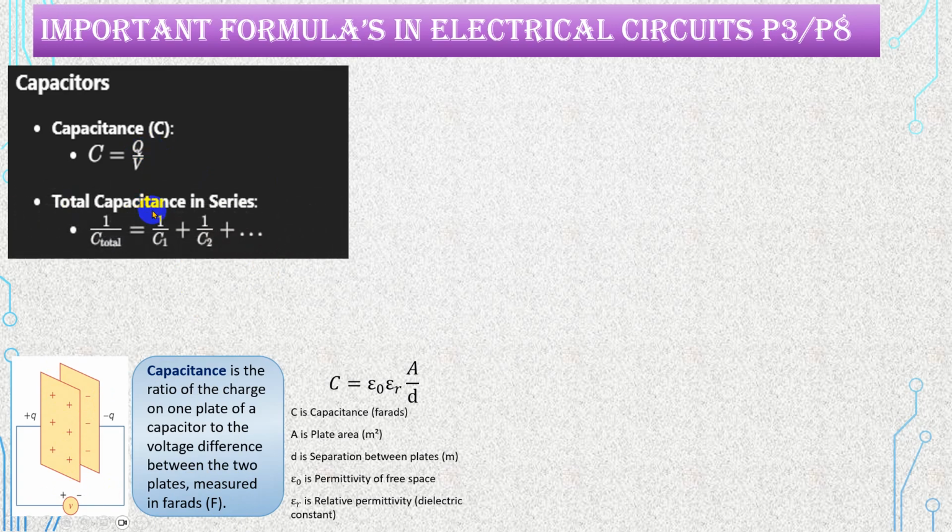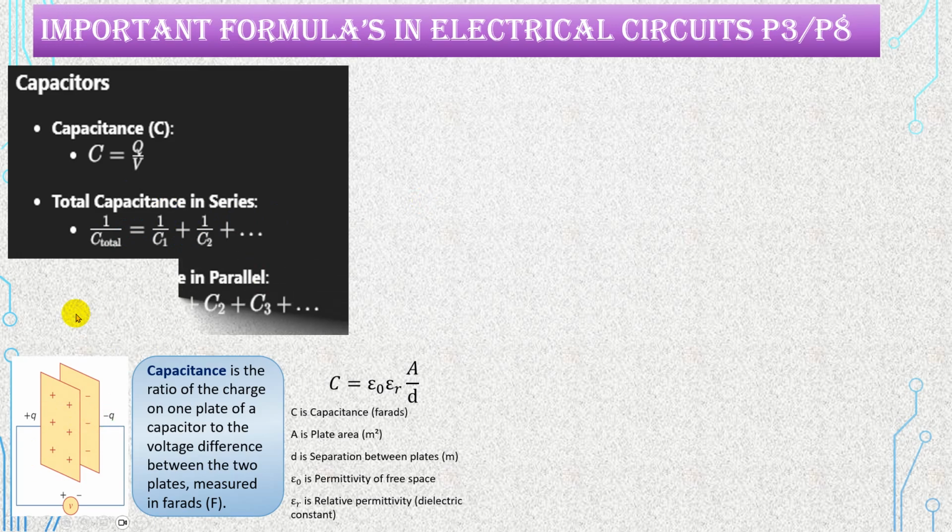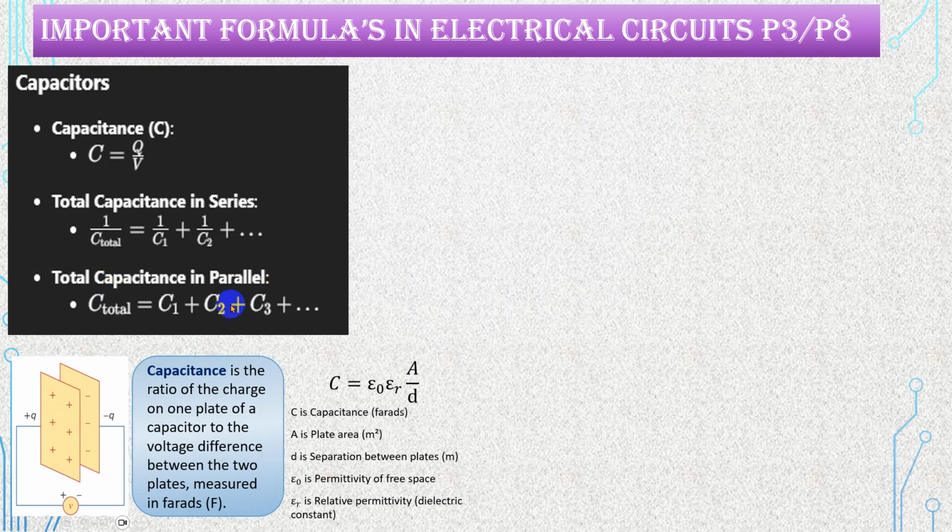Now, what is the total capacitance in series? If two capacitors are connected in series, it is the opposite to resistance. It is 1 by C total is equal to 1 by C1 plus 1 by C2 plus, like this. Exactly opposite to resistance in series; it is the same as resistance connected in parallel. Now, capacitance in parallel is like resistance connected in series: C total is equal to C1 plus C2 plus C3, like this, if they are connected in parallel.